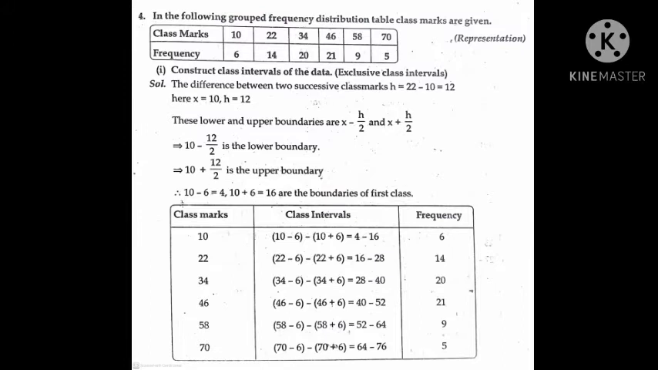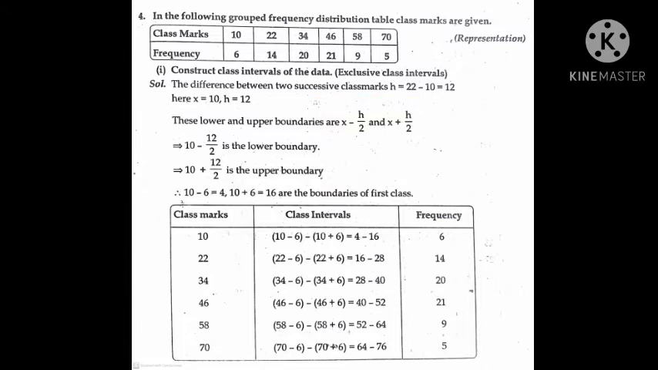How to find class intervals when class marks are given? The formula is x minus h by 2. It indicates the lower boundary of the class interval. x plus h by 2 indicates the upper boundary of the class interval.